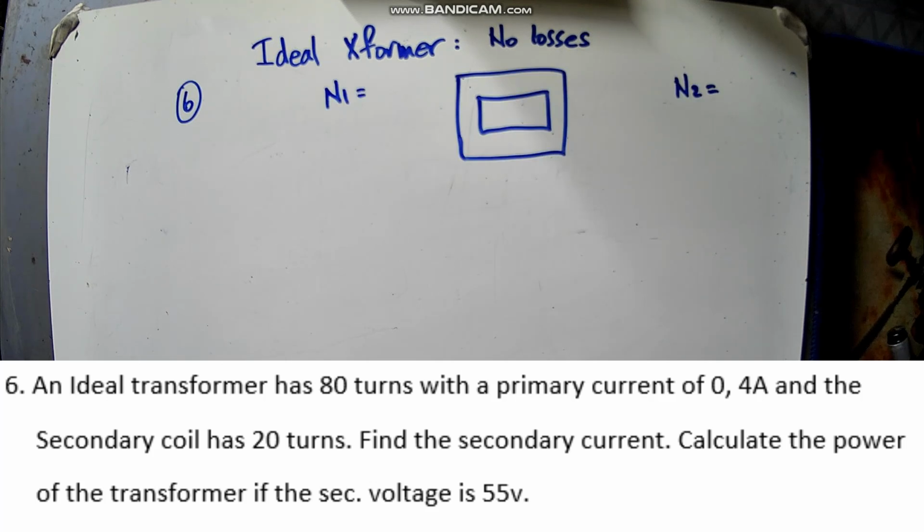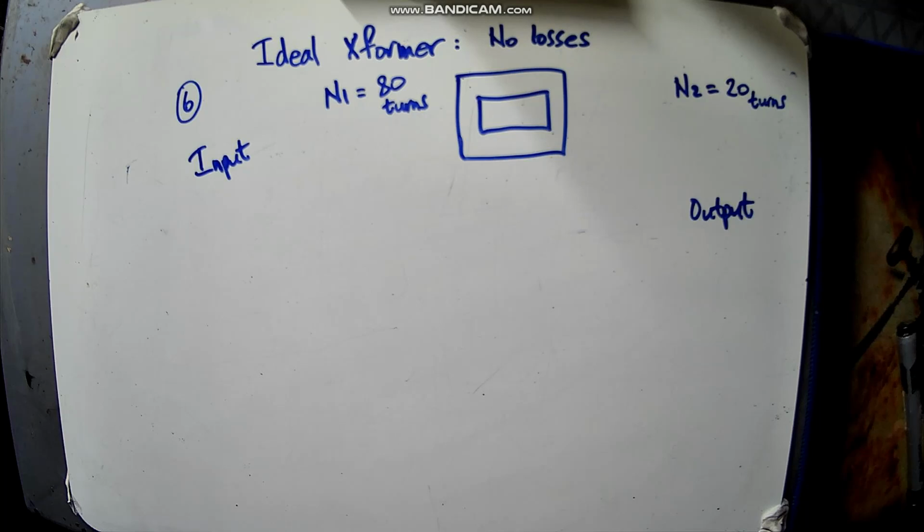With a transformer, we have a primary side, which is denoted on the left as 1, and the secondary side, which is 2. The primary side is also called the input, and the secondary side is called the output. Reading the question, it's clear that the transformer has 80 turns on the primary, and the secondary coil has 20 turns. So let's write N1 and N2 first. Then a primary current of 0.4 amps, and a secondary current is not given. They also want us to calculate the power.